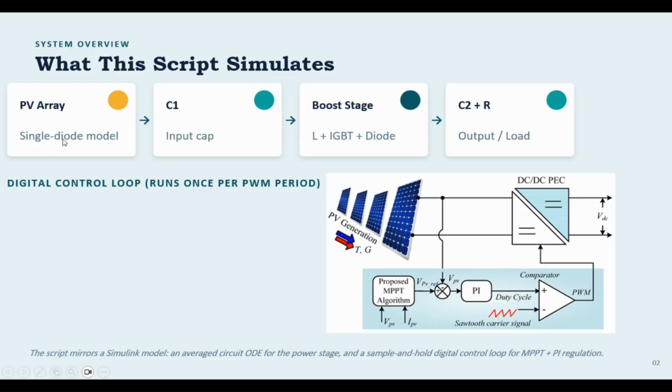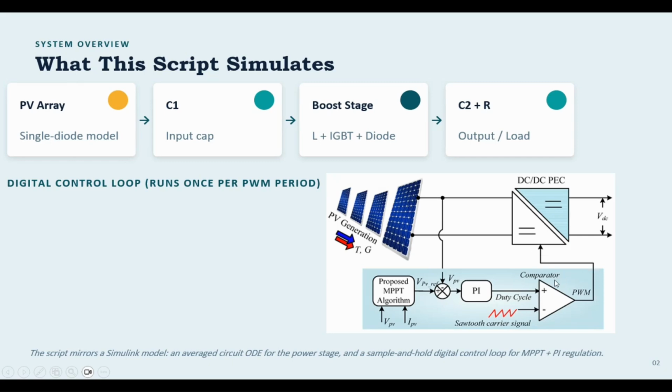On the top row, we've got the actual power hardware. The PV array feeds into a capacitor C1 that feeds the boost stage, which is just an inductor, an IGBT switch, and a diode, and then C2 and the load resistor sit on the output. On the bottom row is the control loop, and this is the part that's actually smart. Once per switching period, the controller samples the PV voltage and current, runs the Perturb and Observe algorithm to decide on a new reference voltage, feeds the error into a PI controller, and that PI output gets compared against a triangle wave to generate the actual gate signal for the IGBT.